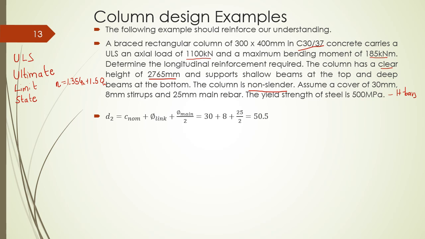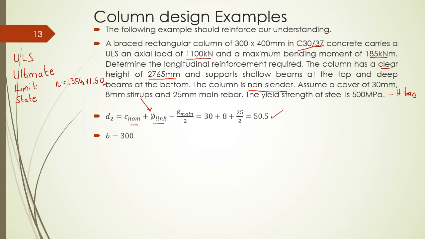So we need to calculate D2, which is the distance from the edge of the column to the center of the reinforcement. To do that, we will calculate the cover plus the diameter of the link, or in this case, also called the stirrups, plus half the main bar diameter. So that will give us 50.5.